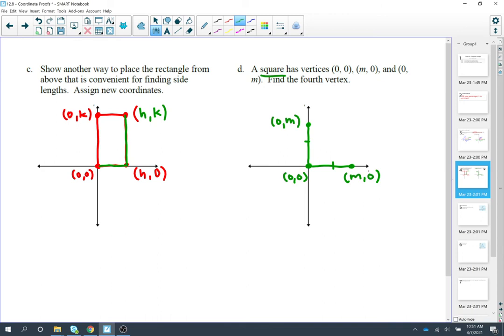Find the fourth vertex. Well, if it's a square, I know what a square looks like, and I know that it has congruent sides, which means my fourth vertex has to be over there. So if I go over m and I go up m, then I know this vertex is at m, m.